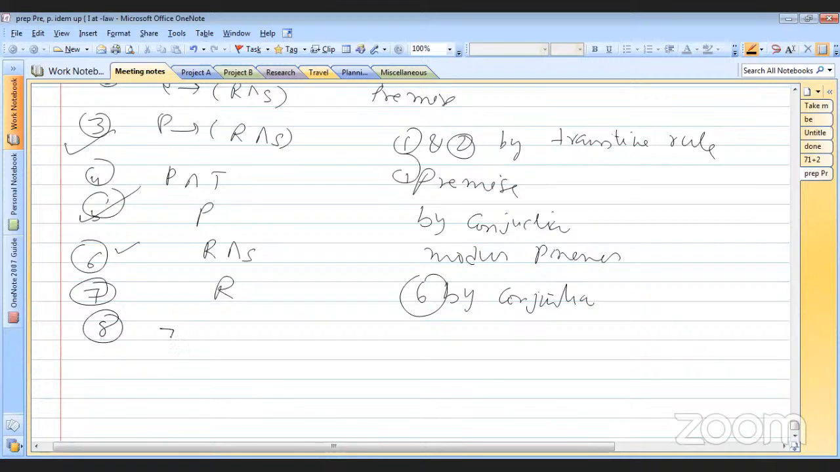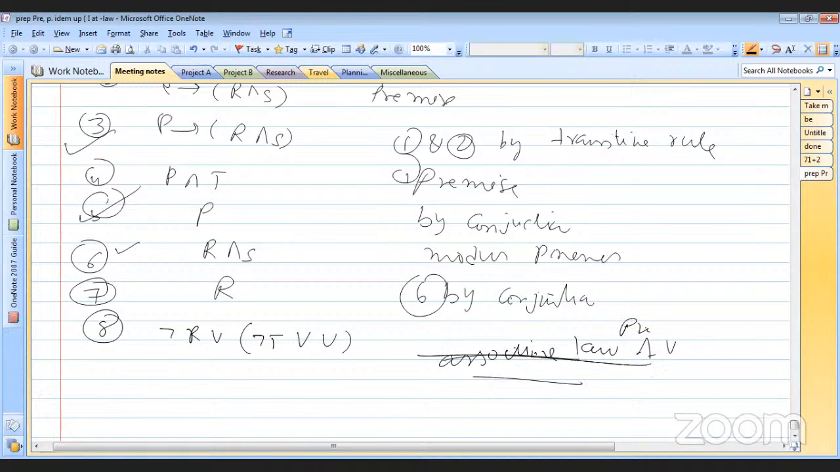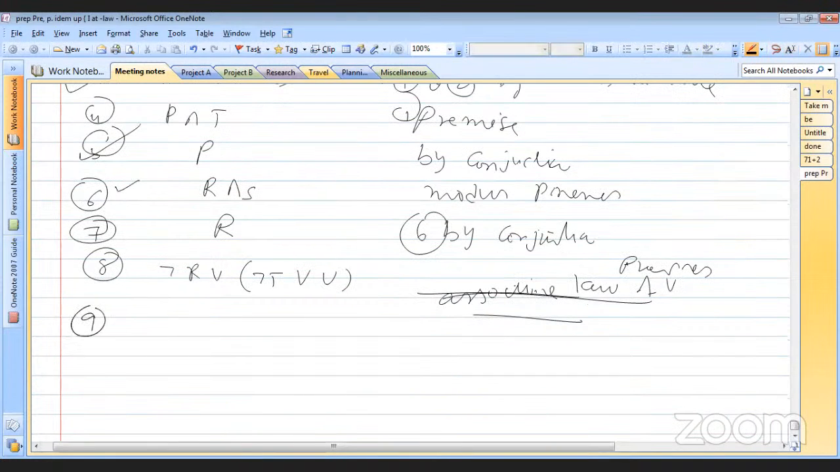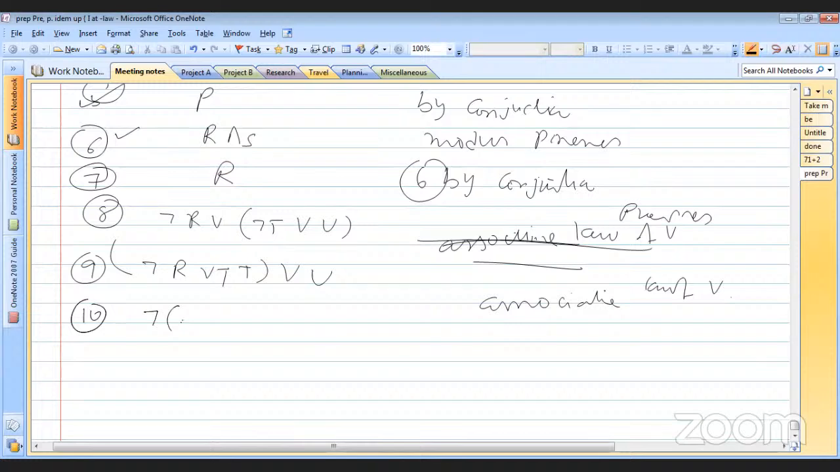Eighth one, negation of R or negation of T or U, that is the associative law of or. And then ninth condition, this is a premise. Then negation of R or negation of T, or U, this is the associative law of or. Then negation of R and T implies U, by De Morgan's law.